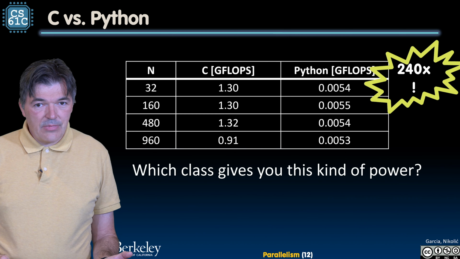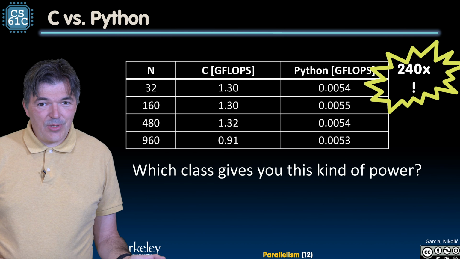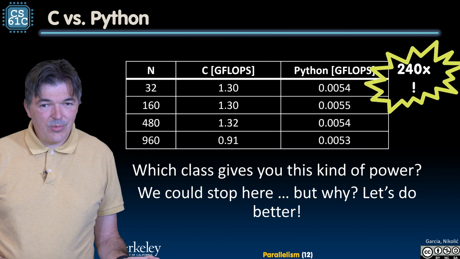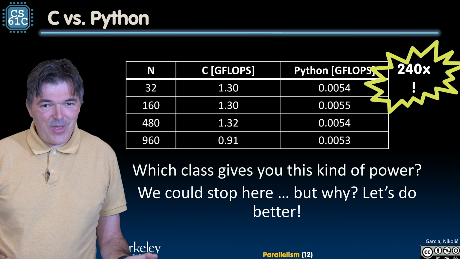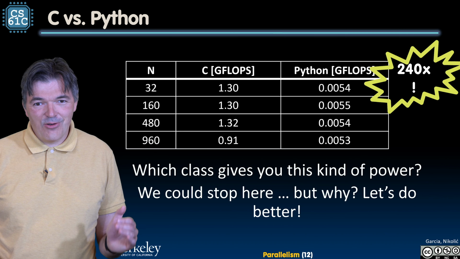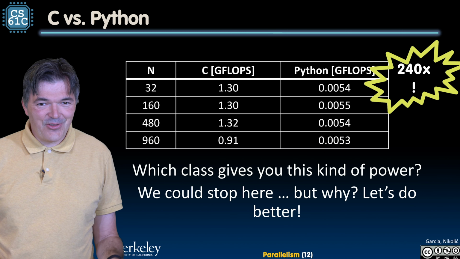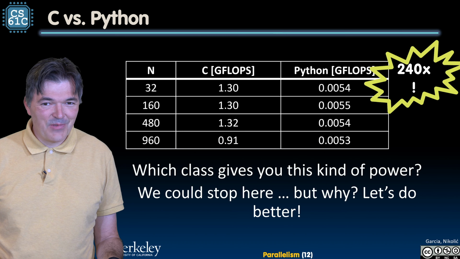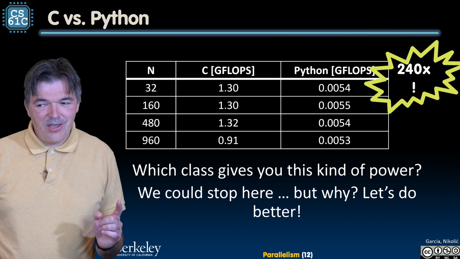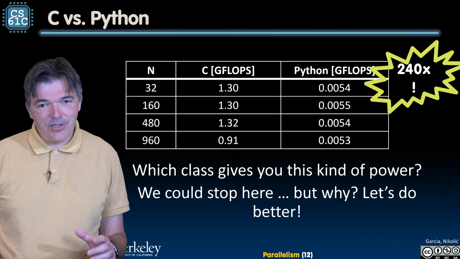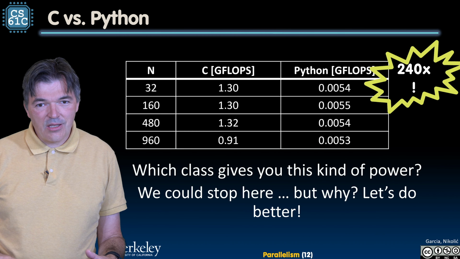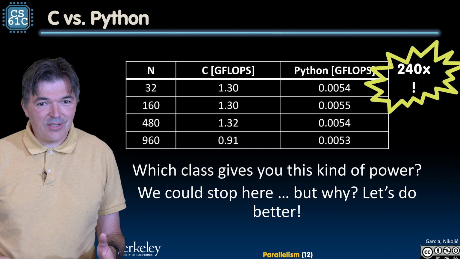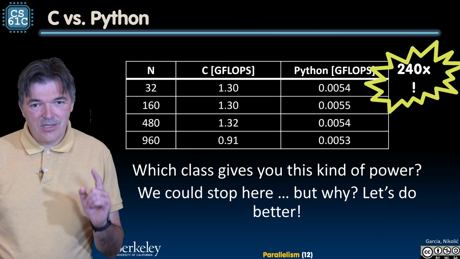So, this is great. We improved the performance by 240x. But we don't want to stop here. We're going to make this matrix multiplication go faster and faster throughout this module. So we're going to take a little break and then talk about how we classify these different types of parallelism. See you after a break.